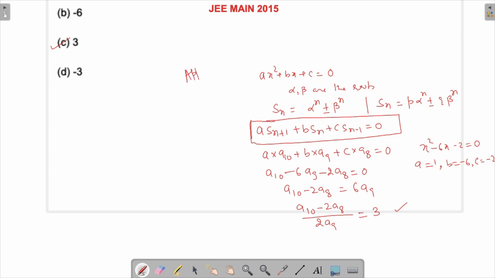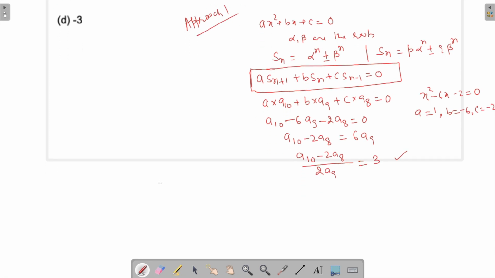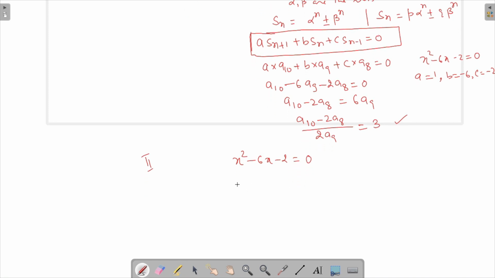What will be approach 2? If you don't know this, then how do you do it? Let's look at approach 2. We will use the same equation, which is x squared minus 6x minus 2 equals 0. What is given to us is A10, which is nothing but alpha raised to the power 10 minus beta raised to the power 10. And then A9 is simply alpha raised to the power 9 minus beta raised to the power 9, and A8 would be alpha raised to the power 8 minus beta raised to the power 8.